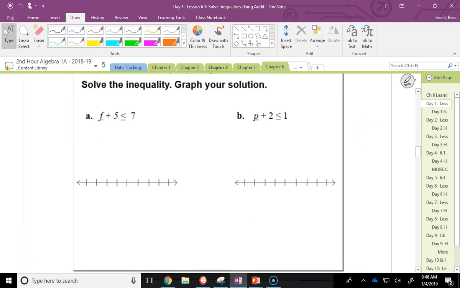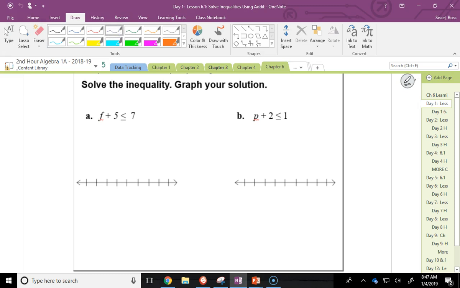Okay, this is what you're going to be doing today. You're going to have to graph the inequalities just like we did. But the first thing is we have to solve the inequalities, which is not hard. Here I have f plus 5 is less than or equal to -7. So I have to get f by itself. Wait, it's not like 7. You said -7. Oh, I'm sorry, just 7. So f plus 5 is less than or equal to 7.